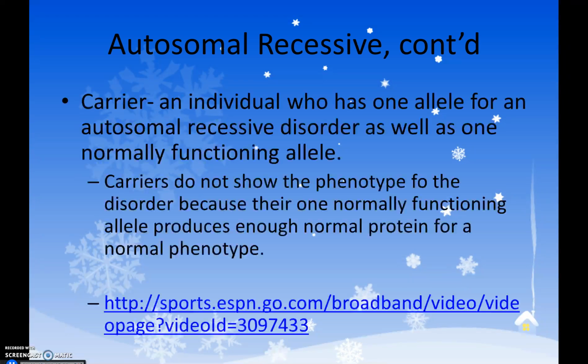So first off, here's the definition of what a carrier is in these autosomal recessives. So please write down this definition. An individual who has one allele for an autosomal recessive disorder as well as one normally functioning allele. They are not showing the phenotype for the disorder because the one normally functioning, that dominant, is enough to make the phenotype normal.